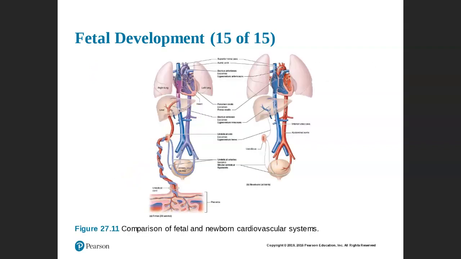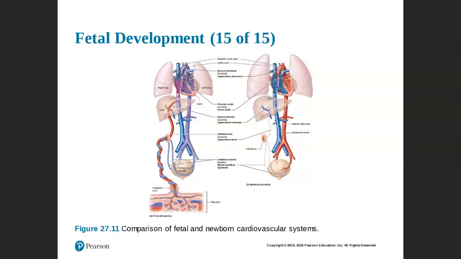So anyway, these are your fetal cardiovascular structures that are unique. And as you can see, you've got your ductus arteriosus that closes and becomes a ligamentum arteriosum. The foramen ovale closes between the right and left atrium. It becomes a fossa ovalis, that depression in the wall of the right atrium.